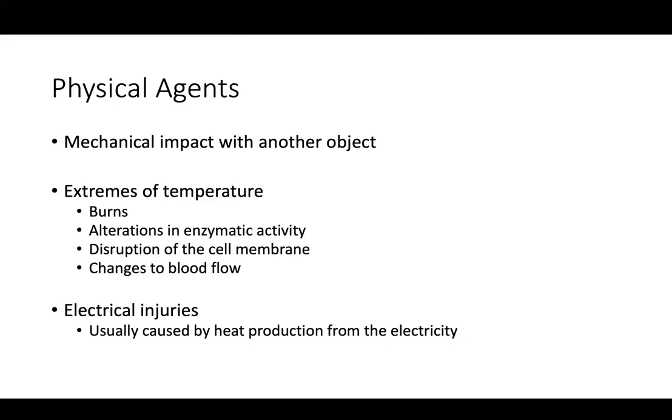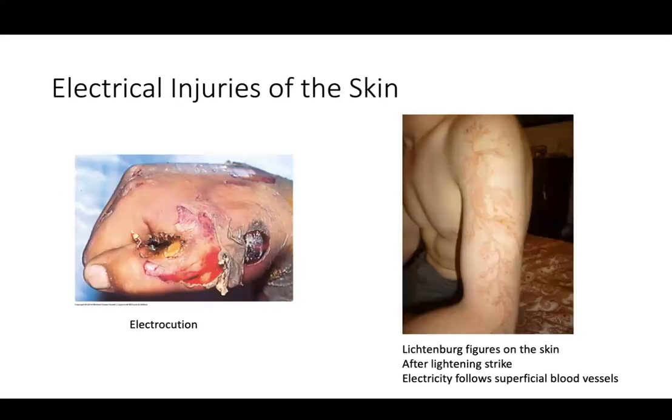All of these extremes in temperatures are going to disrupt the cell. It's going to disrupt the ability of the cell membrane to do its job. It's going to disrupt the blood flow to a particular organ. It's going to alter the enzymatic activity within the cells. So mechanical impact is one, extremes of temperatures is another, electrical injuries is another. Usually the injury is actually caused by heat production from the electricity, but we'll look at a couple of examples of this right now.